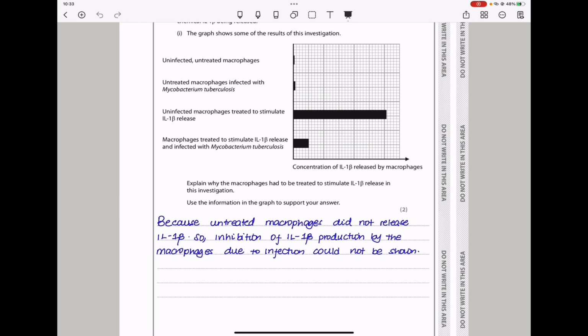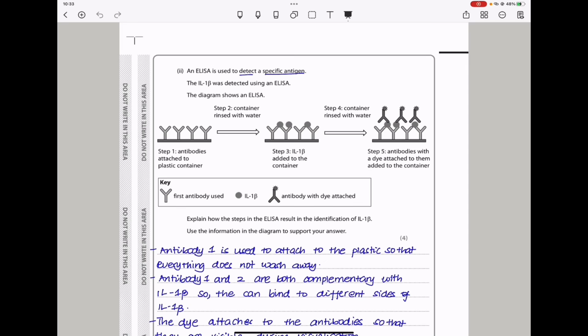To study the inhibition, here they say an ELISA is used to detect a specific antigen. The IL-1 beta was detected using an ELISA. So step 1, they say antibodies are attached to the plastic container. In step 2, the container is rinsed with water. This rinsing process removes any unattached antibodies. Then in step 3, IL-1 beta is added to the container. This is going to be attaching onto the antibodies.